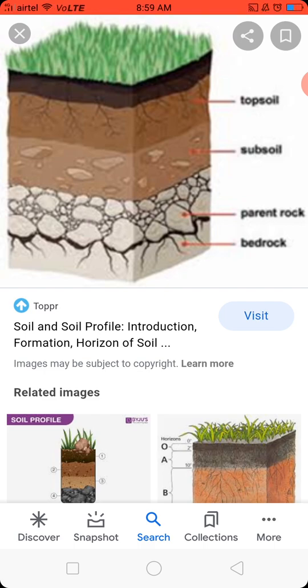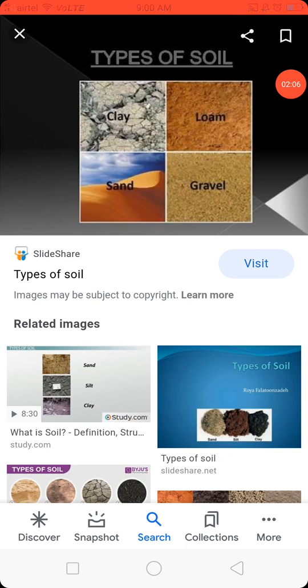And basically soils are of four types. What are the types it mentioned? Sand, gravel, clay and loam. So here you can see clay, loam, sand, gravel. Pictures of these four types of soils. What is the role? Let us find out.